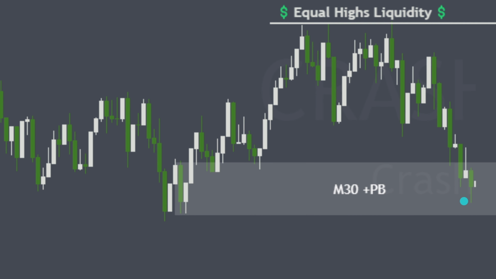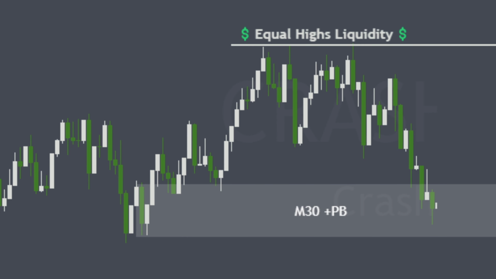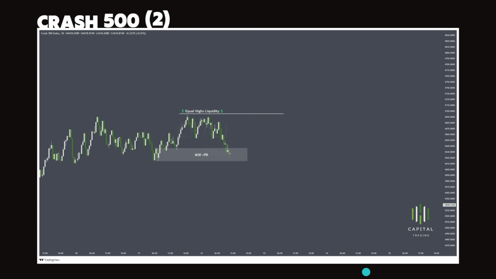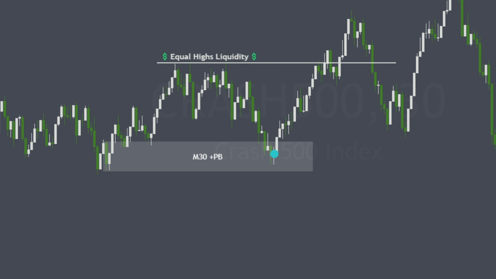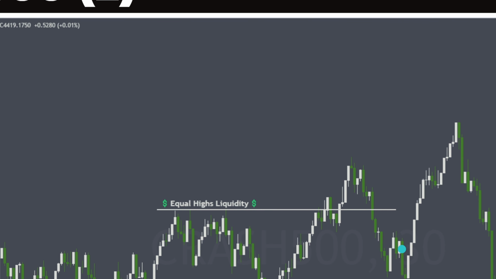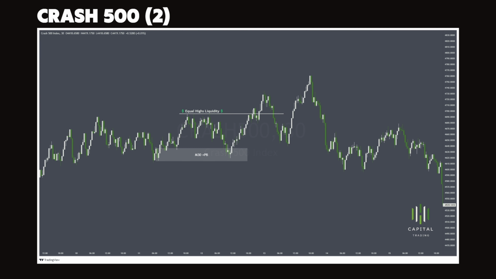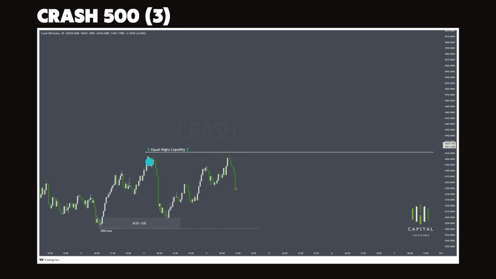So you want to see if this is going to take price upward and take out this liquidity, and that's what happened here. Price did test this and push to the upside to take out this equal highs liquidity. Now let's look at the third example.